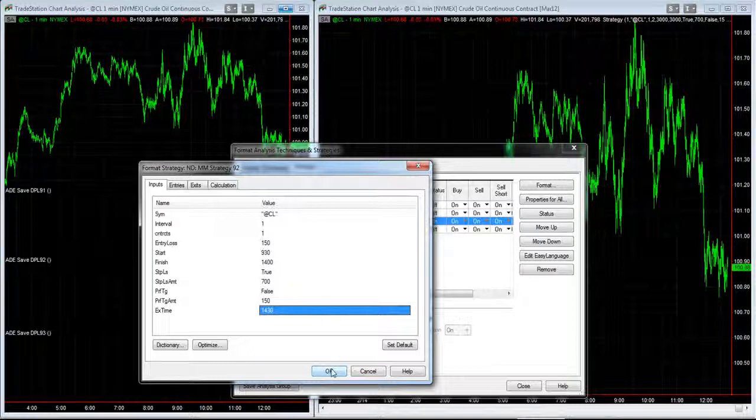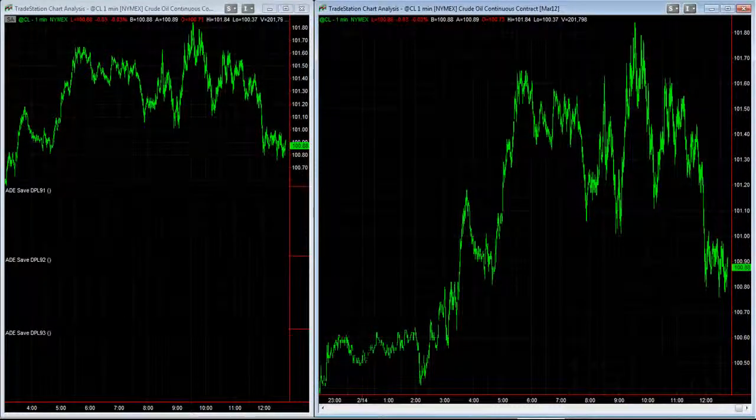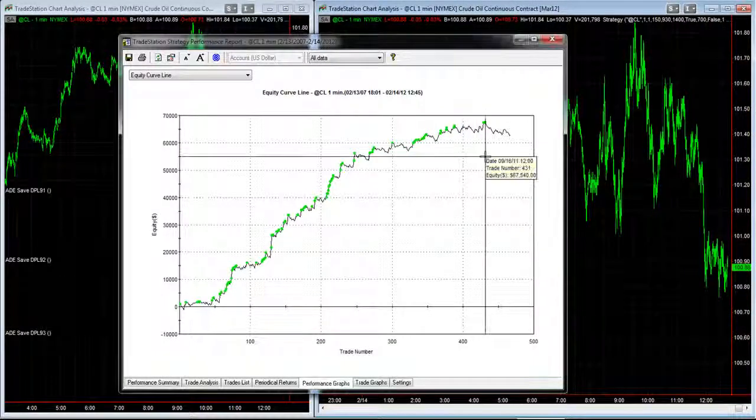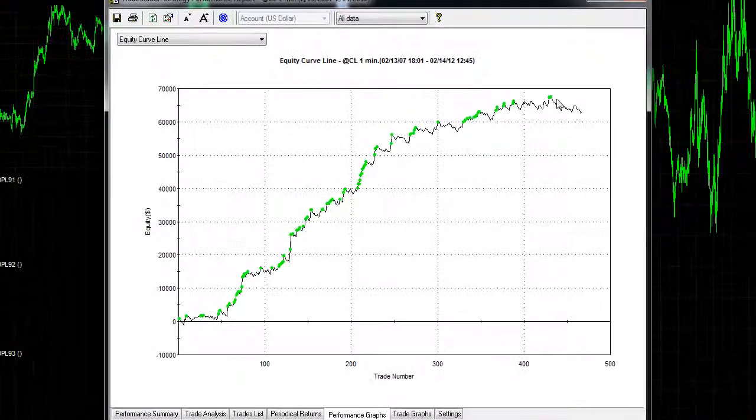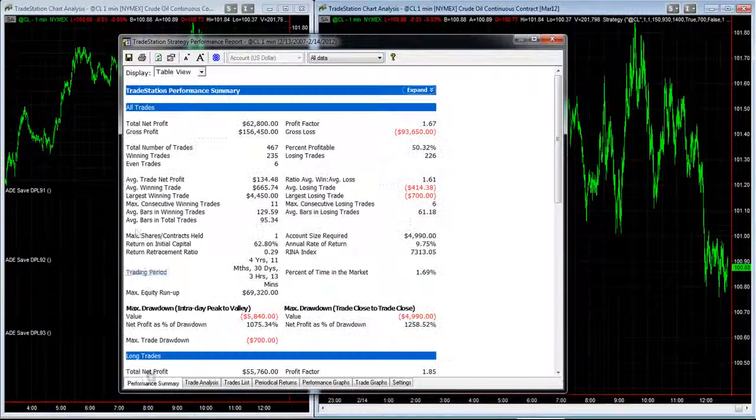And I'm going to turn that, and I'm going to pause the video while this updates. Alright, it's updated. Here is the equity curve. Made a recent peak in September of 2011. The equity curve is pointing down a little bit, so it doesn't have that bounce back look like the other ones. Here's the performance summary.